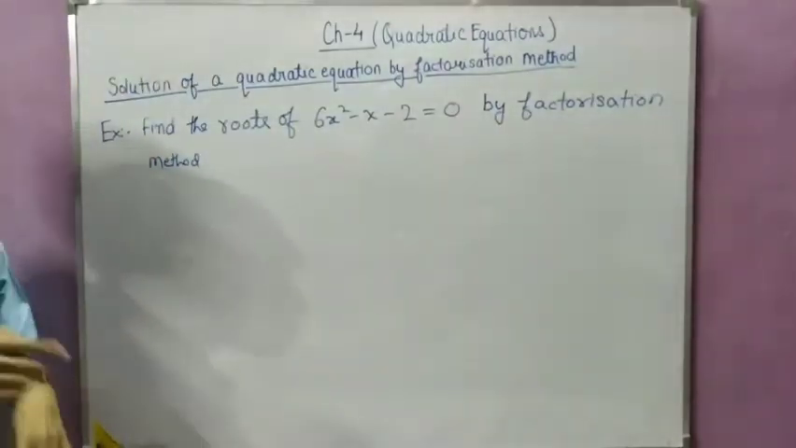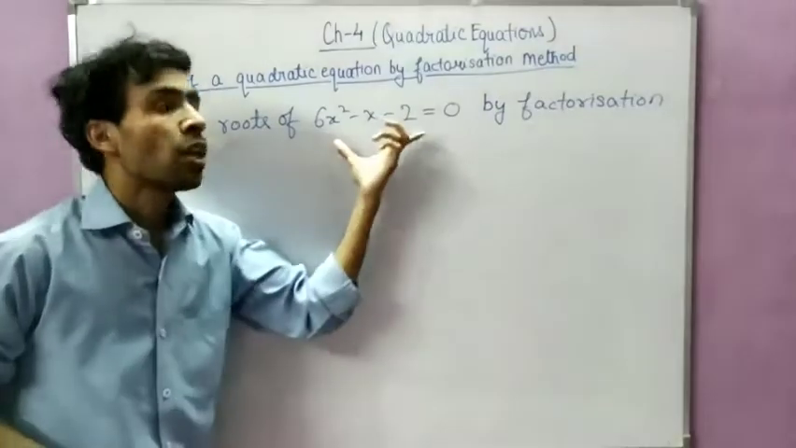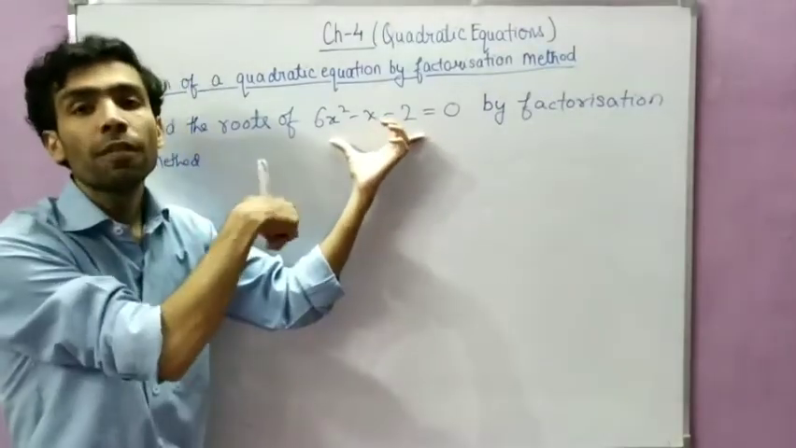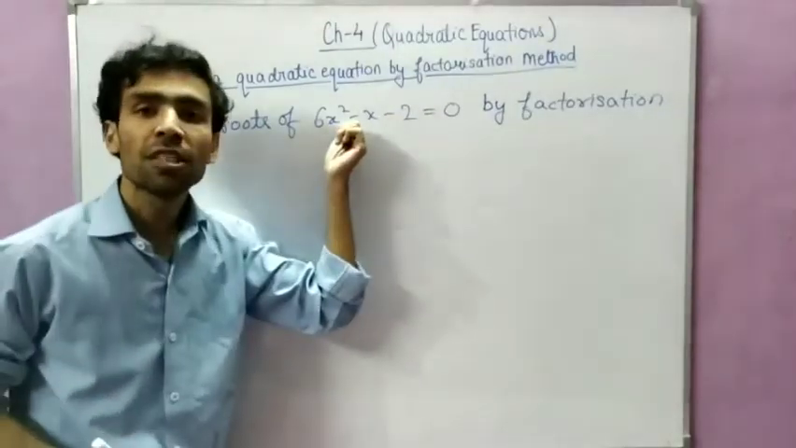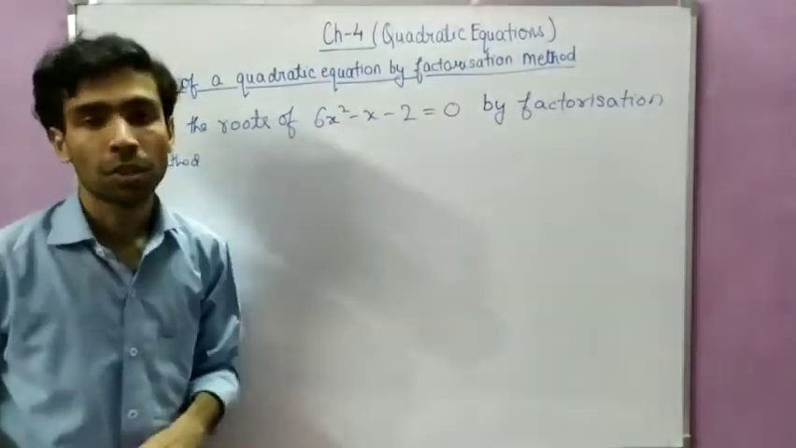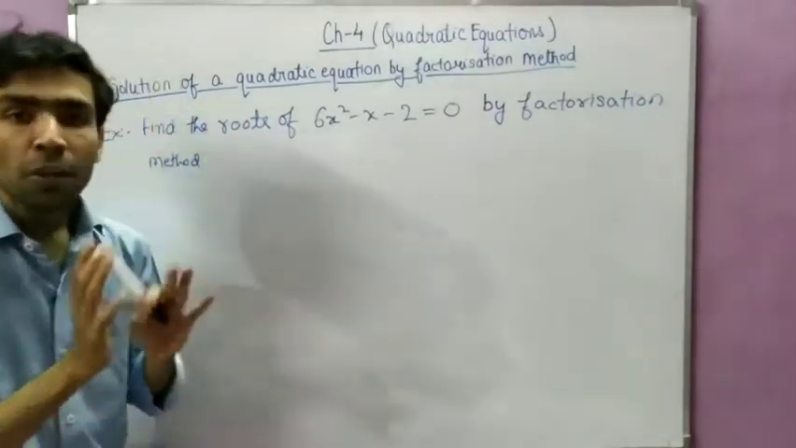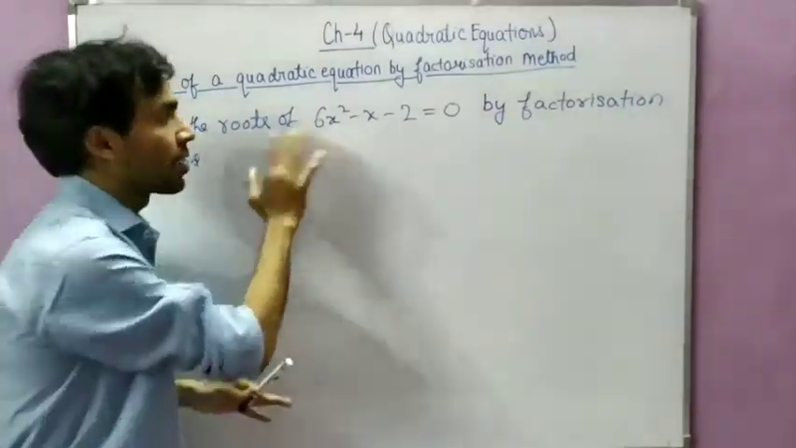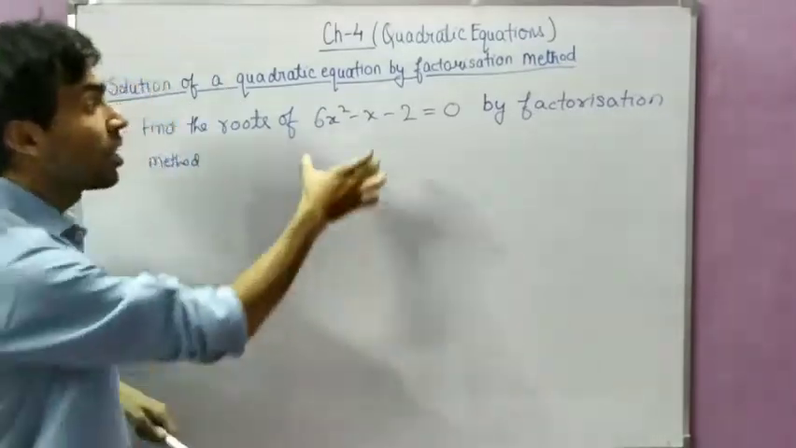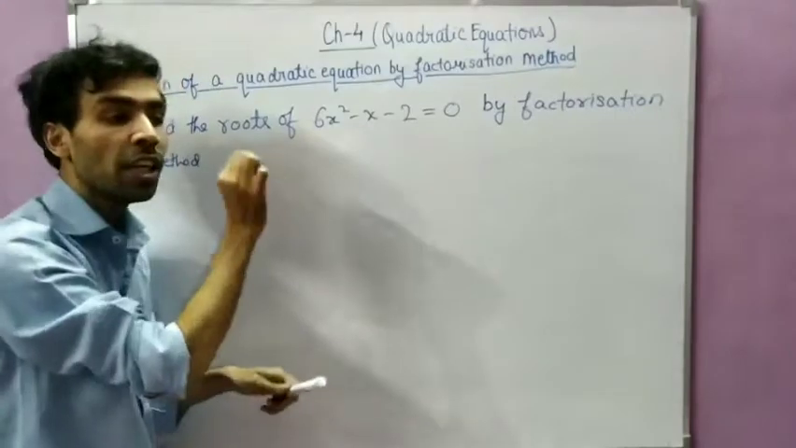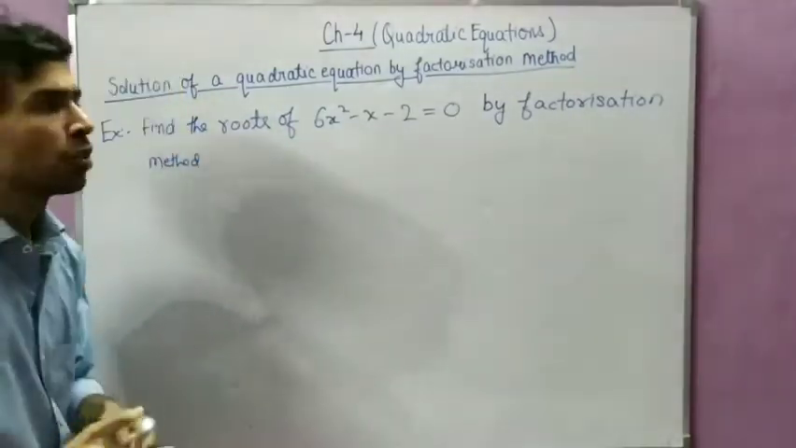Okay, so first you see, is it a quadratic equation or not? Yes, it is a quadratic equation, because it is in the form of ax square plus bx plus c equal to 0, and the degree of the equation is 2. That's why it is a quadratic equation. Okay, so we have to find the roots. Find the roots means we have to find the value of x. And how many values of x can be possible? Because it is a quadratic equation, there will be two values of x, like the number of zeros in a polynomial.